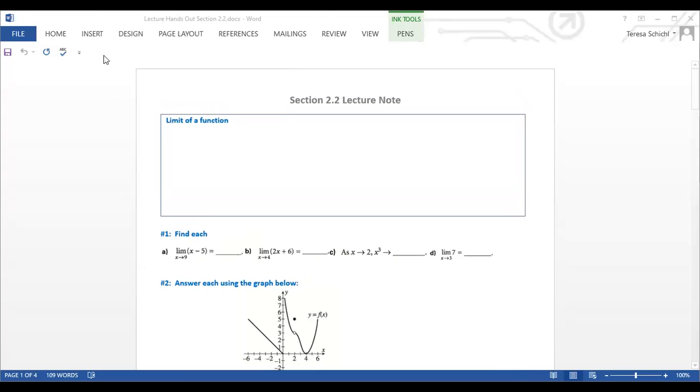All right, so first, let's take a look at the limits of functions. What is the limit of a function? First, let me show you the notation. This is how we represent the limit of a function. We say limit as x approaches a, f of x is equal to L.